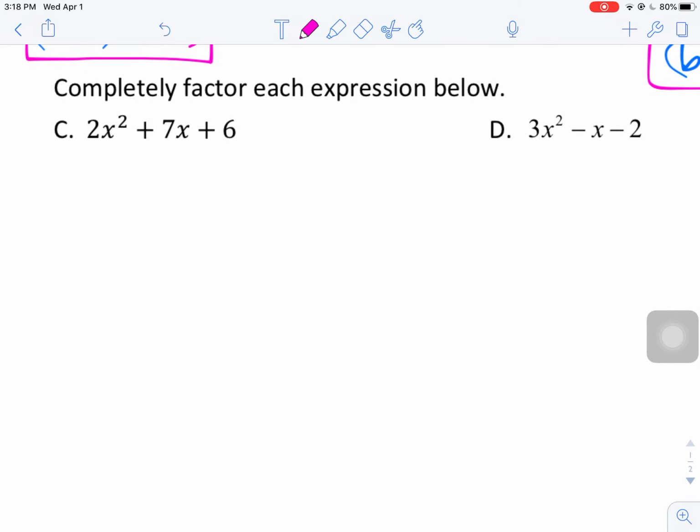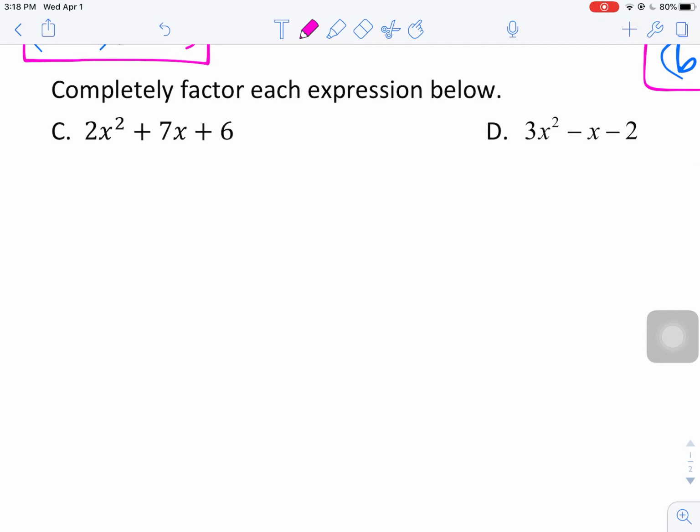It's this guy right here, when you have 3 terms and the a value, so again, this is the a value, is not 1. So here's the process we're going to do for these types of problems. You're going to find 2 numbers that multiply to whatever a times c is. And I just labeled everything on the left here. So a is 2, c is 6. So if I want to multiply to 2 times 6, I'm trying to multiply to 12. Then I want to add up to b. So I want to add up to 7.